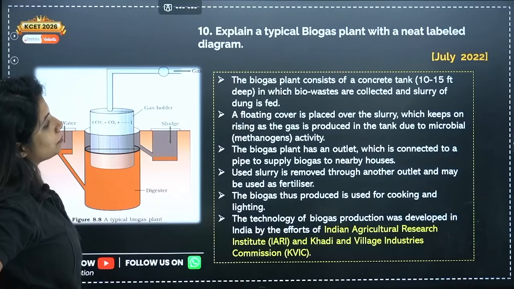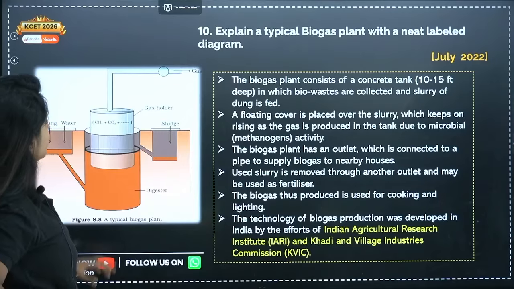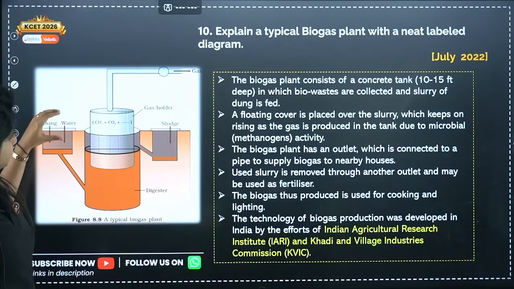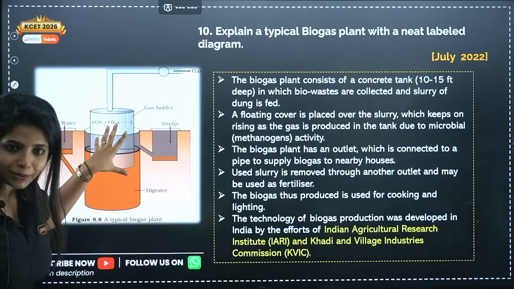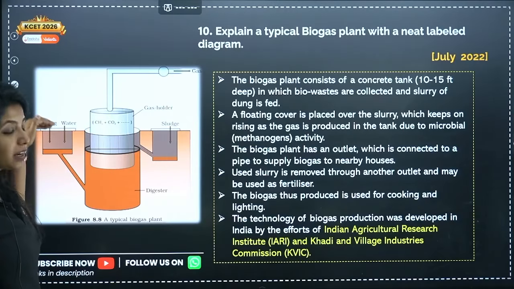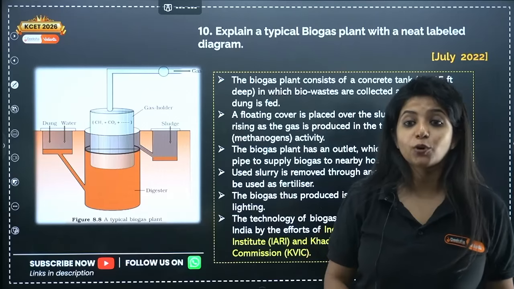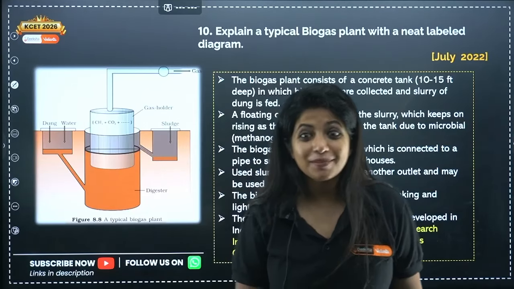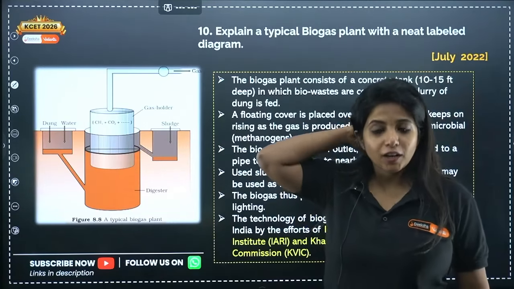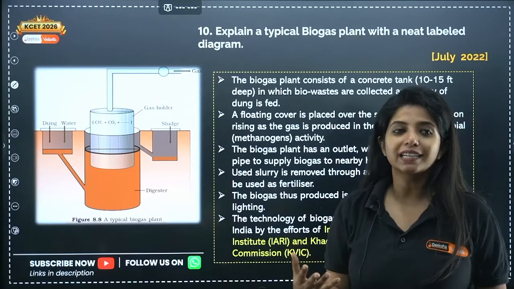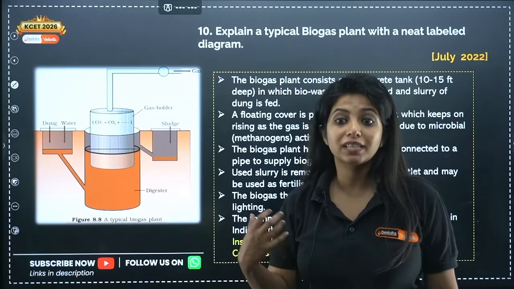Now, explain a typical biogas plant with a neat labelled diagram. So this is a typical biogas plant. What do you do over here? Listen, this is a closed setup. Here you put the cow dung. Cow dung, my dear children, has some bacteria already in it. You call this Methanobacterium. They are anaerobic bacteria which are present in the gut of the cattle. In the gut, they help in the breakdown of cellulose, which is there in the plants.